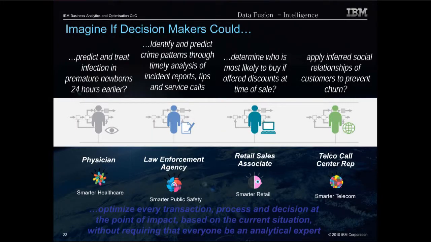This is looking at predictive analytics. And very quickly here we're looking at predicting threat infection in newborns 24 hours earlier, so those sorts of capabilities of stream analytics, but this is predictive, to see what's happening. Again, with crime and law enforcement, being able to predict crime patterns through time analysis of incident reports, what's happening through there, so you can actually start looking at those formulas used through the SPSS capabilities.